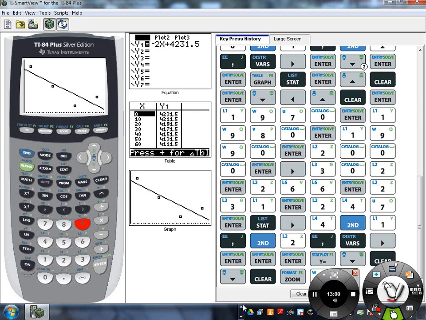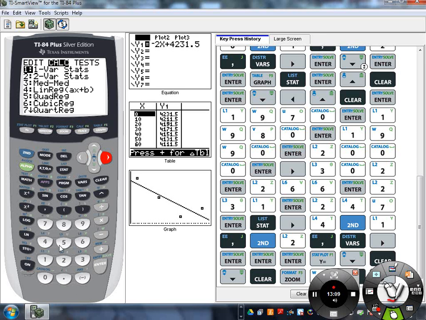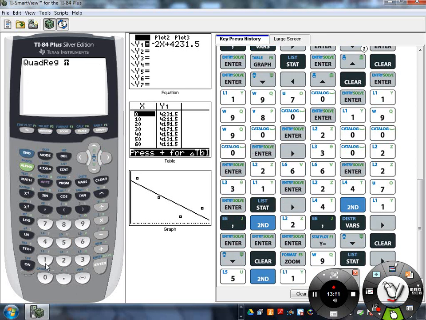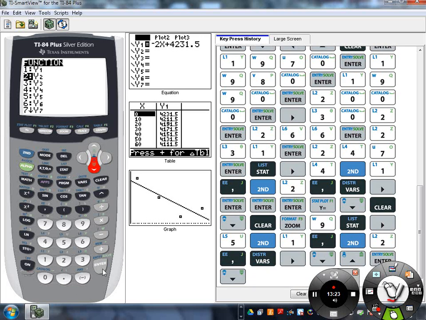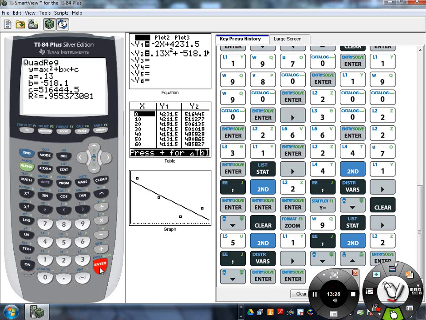All right, example 2 asks for a quadratic model and using that to estimate the egg consumption in 1995. So I'm going to go back to Stat and do Calculate, and this time choose choice 5 for a quadratic. And I'm going to tell the calculator that my data is in L1 and L2. And I'm going to go ahead and store this one in Y2 so I can keep my linear one if I want to compare. And so I get this equation, y equals 0.13x squared minus 518.1x plus 516,444.5. And my r squared value is 0.9554.